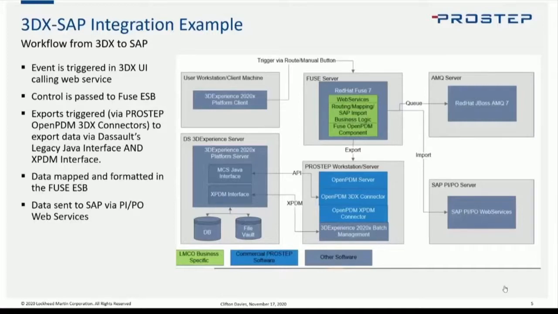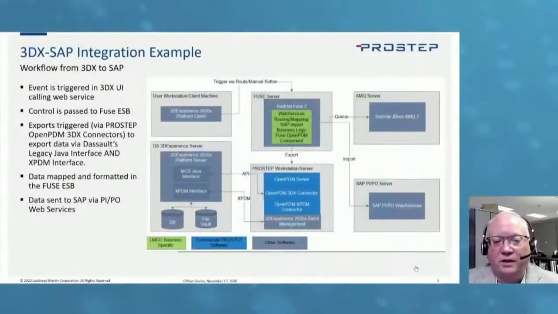And then once that information is transferred, it's brought back down and sent through the normal SAP PIPO web services into SAP for consumption. A last step that's not documented here is that we do send a return code back to 3DX demonstrating the success and providing an identifier to show that the transaction was successful and where it was recorded.